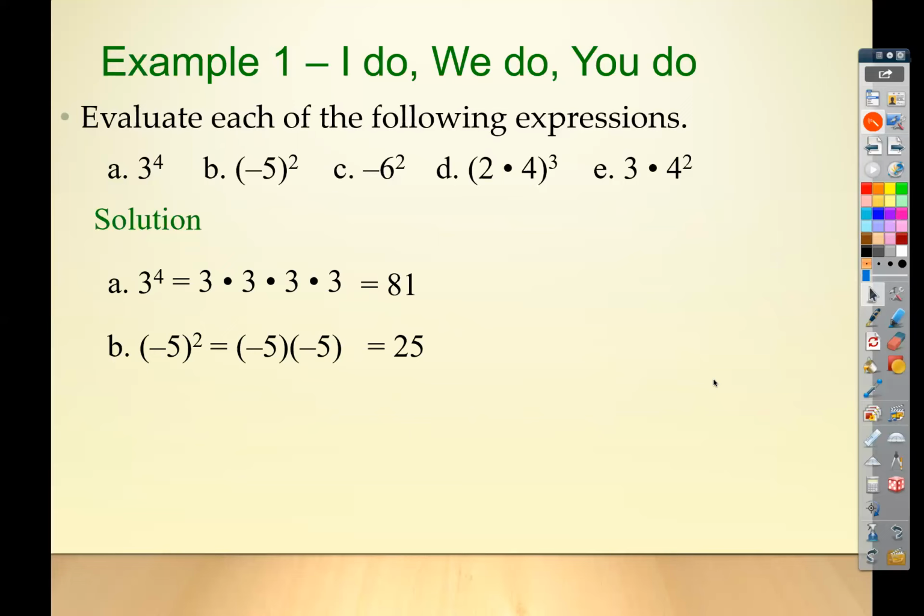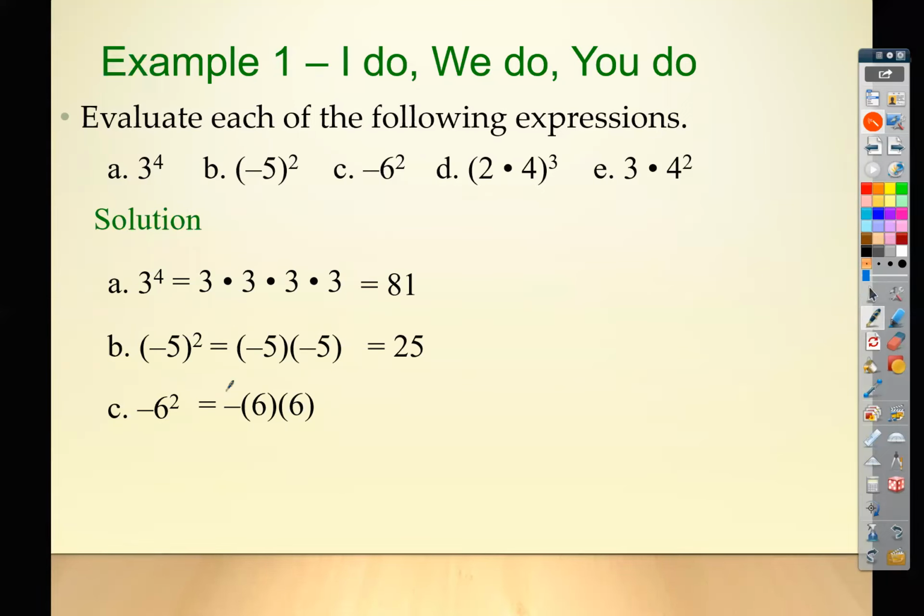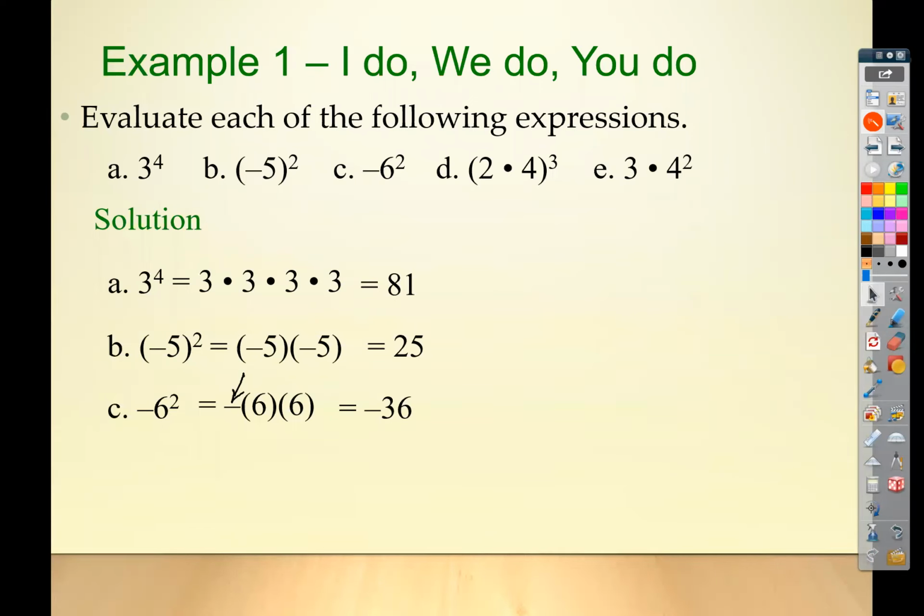Okay, so how are B and C different? I want you to really realize this. In B, the negative is inside the parentheses with the 5, saying that that negative is also being squared. In C, it's not. So C is -6 squared, but it's not in parentheses, so it's just negative. And then the only thing that's being squared is the actual 6. So 6 times 6, which makes that a -36.